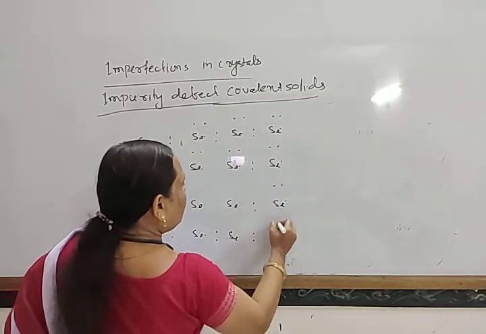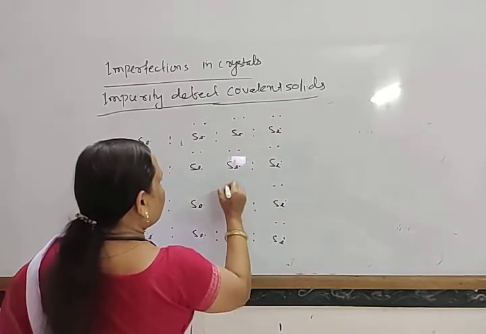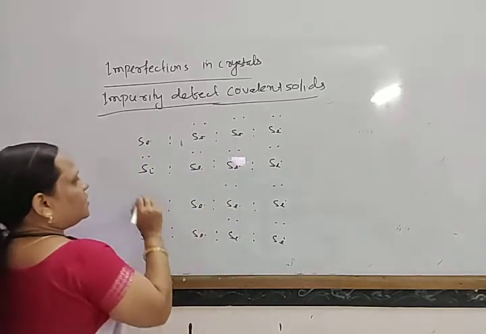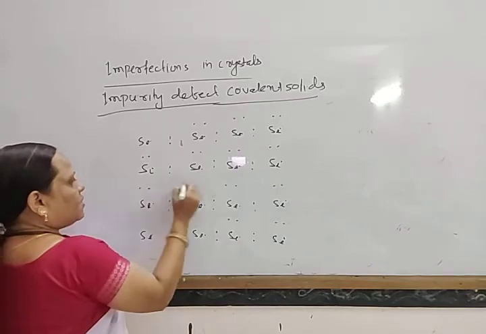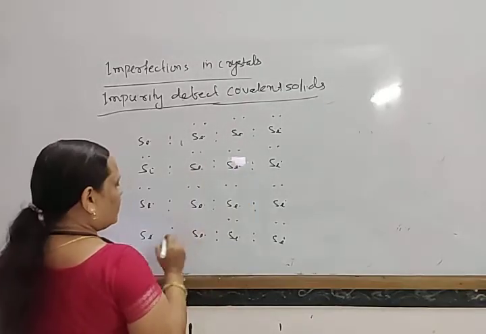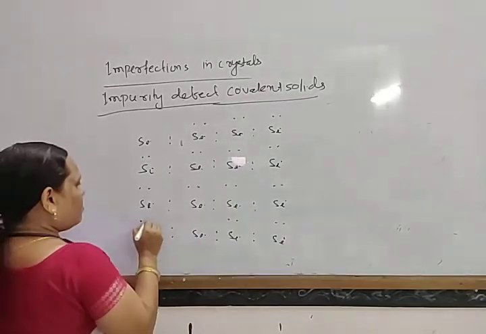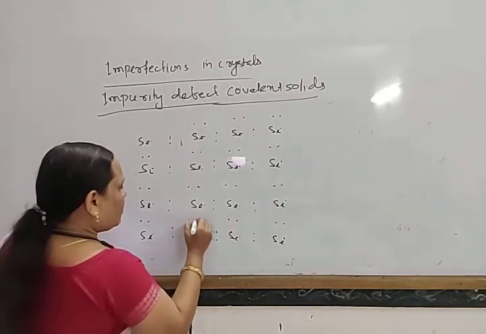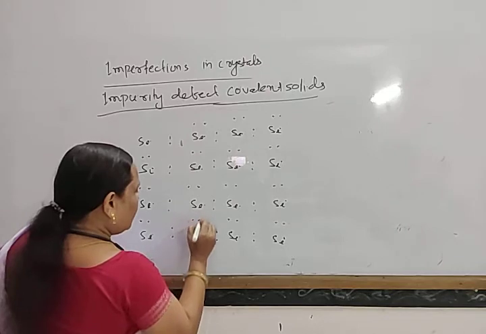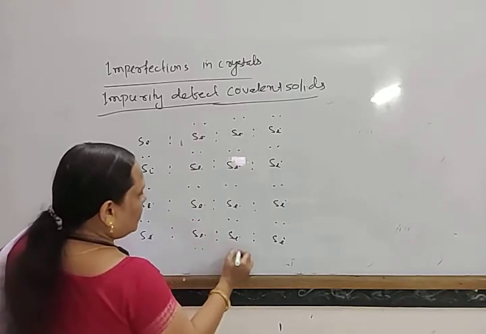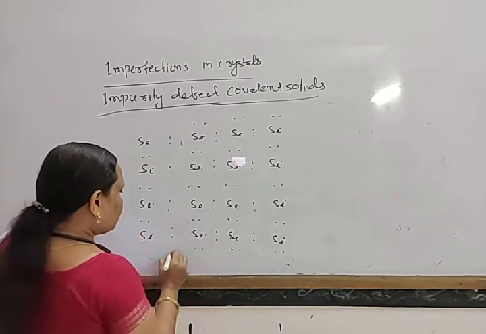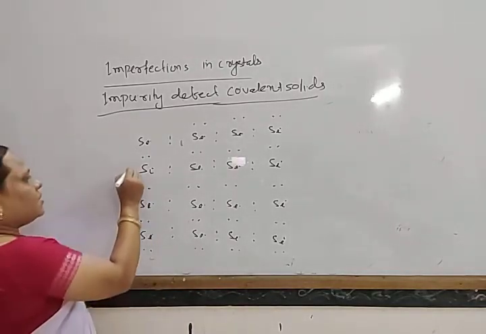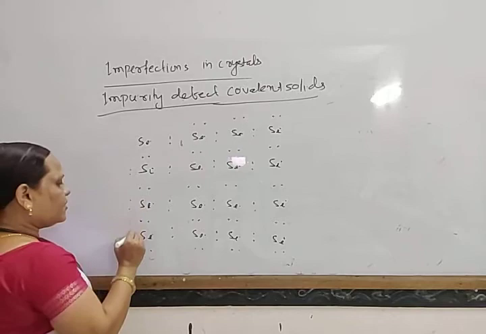So this is the covalent bonding of silicon with silicon. This is called a pure semiconductor, or intrinsic semiconductor, and if some other substances are added to it, then its conductivity increases. This is the crystal structure of silicon. Suppose you consider this is the crystal structure of silicon.